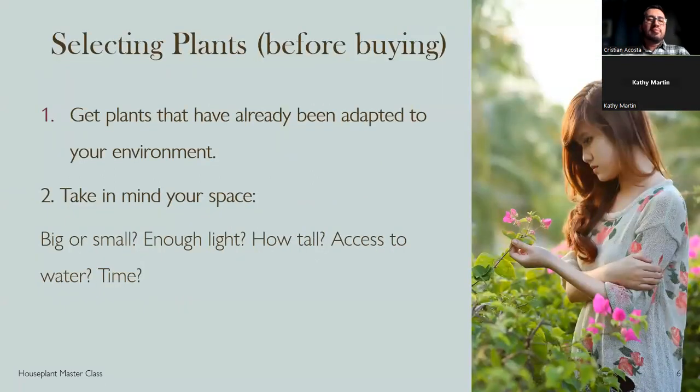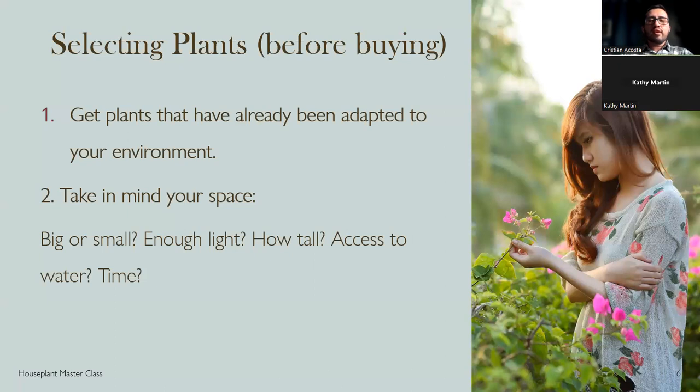About selecting plants, we have some tips before buying. Number one is to get plants that have already adapted to your environment. How do we know when they are already adapted? We're going to see this in the next slides, but in general, it's when we see the plants in the nursery, the greenhouse or the store every year, and even in the house of a neighbor or friend, and we see that the plants are doing well in this environment.